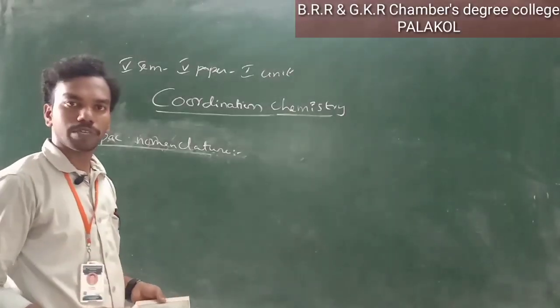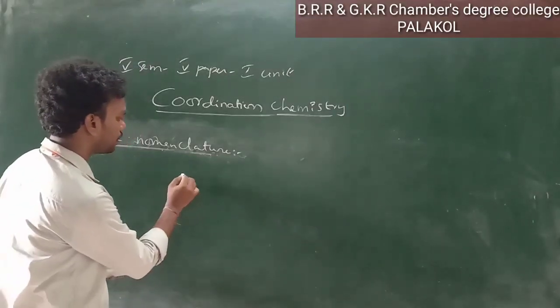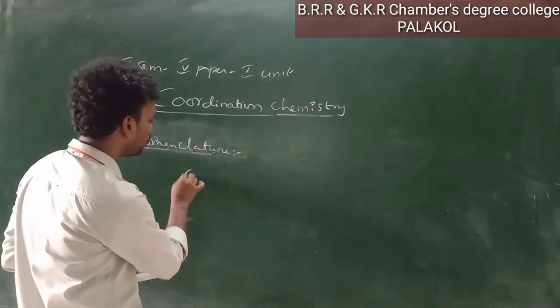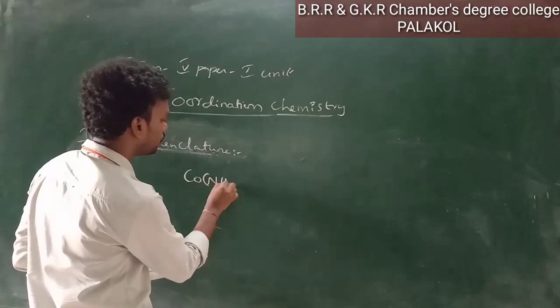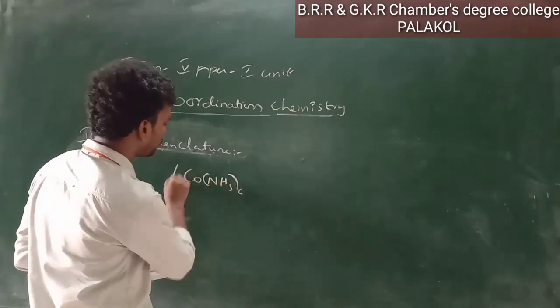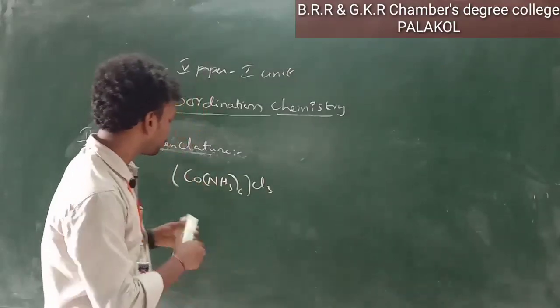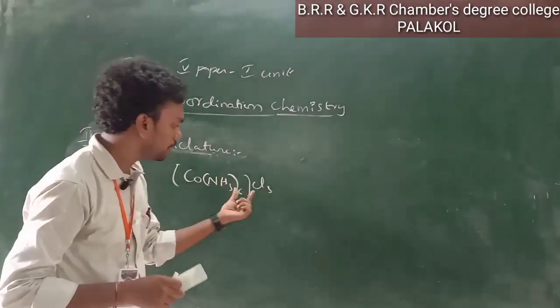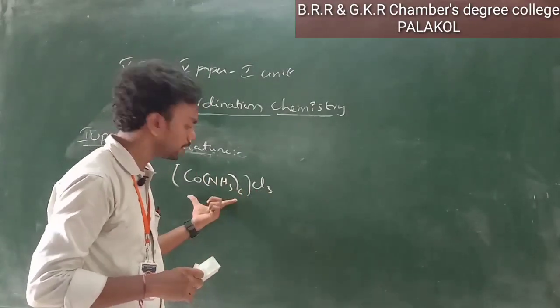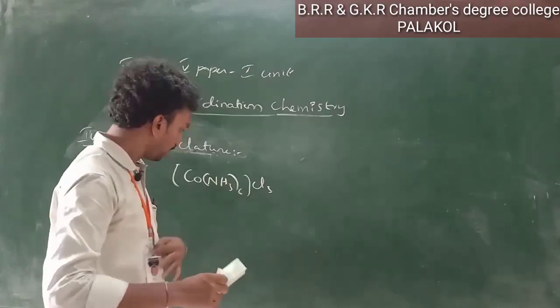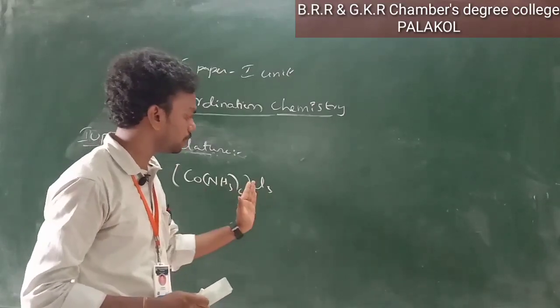So now let's move forward with the examples. The first example is Co(NH3)6 Cl3. This part is the coordination sphere, and this part is the ionization sphere. The ionization sphere will get ionized.